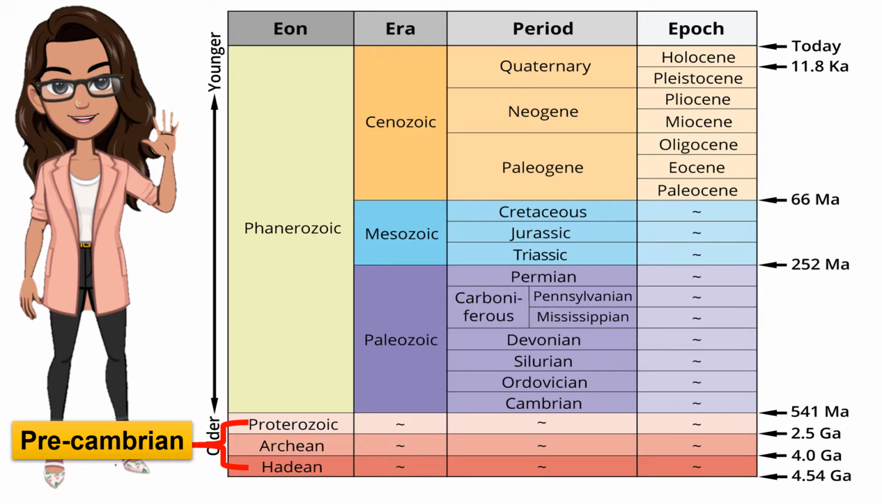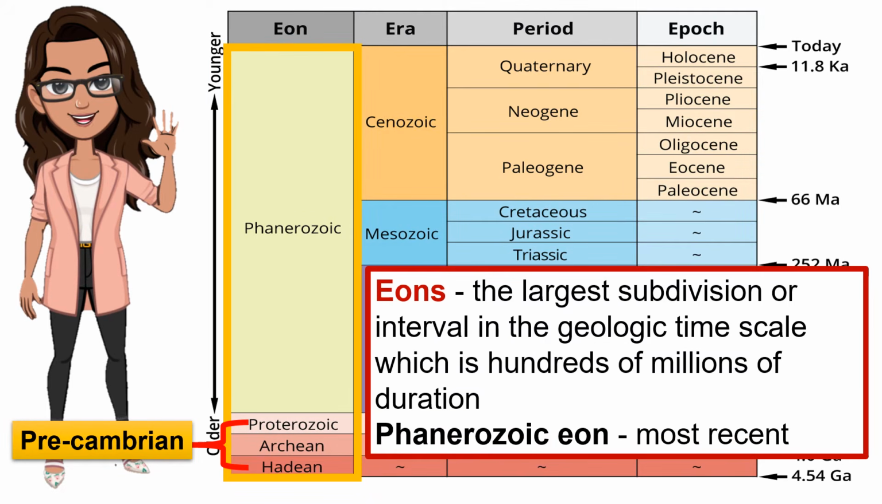Let's talk about the major subdivisions. First up is eon. Eons are the largest subdivision or interval in the geologic time scale, which is hundreds of millions of years in duration. The Phanerozoic eon is the most recent, which began about 500 million years ago, then the Precambrian eon.